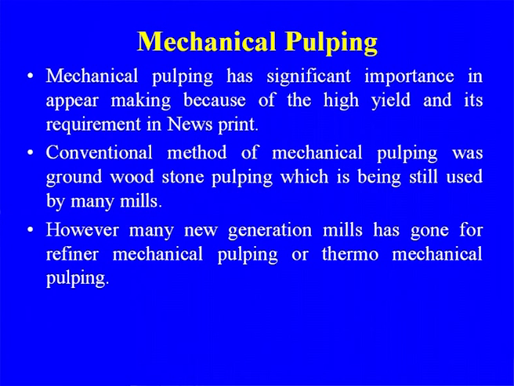Mechanical pulping has significant importance in paper making because of the high yield and its requirement in newsprint, because, as I told you, the lion's share, about 70%, is mechanical. Why is it needed? There are two advantages. One advantage is the yield is higher. The cost of newsprint is also controlled, so you cannot increase the cost of the paper like oil and other things, and you have to be very particular about the cost of the paper.